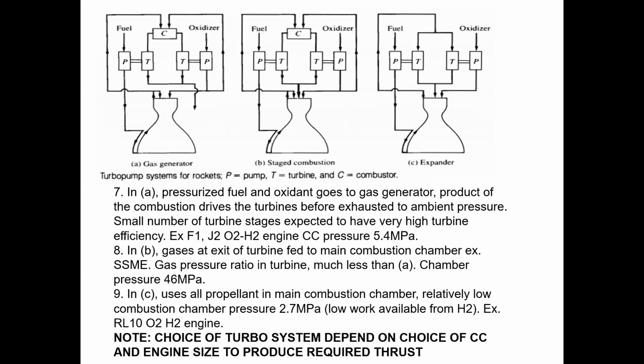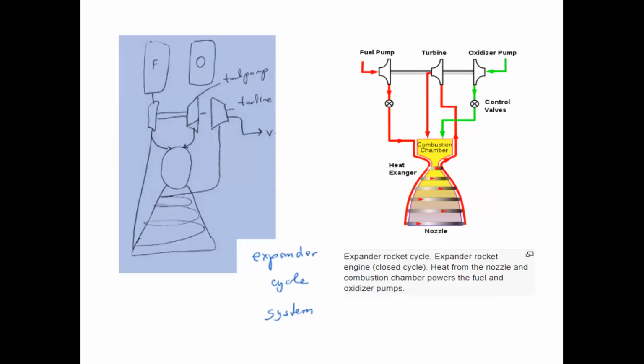So it all depends upon how much thrust you want, what would be the size of the system, and what would be the chamber pressure. These are the three main criteria. If someone asks you what type of feeding system you want to use, these are the three main criteria: the required thrust, the engine size, and the combustion chamber pressure at which you need to operate the system.